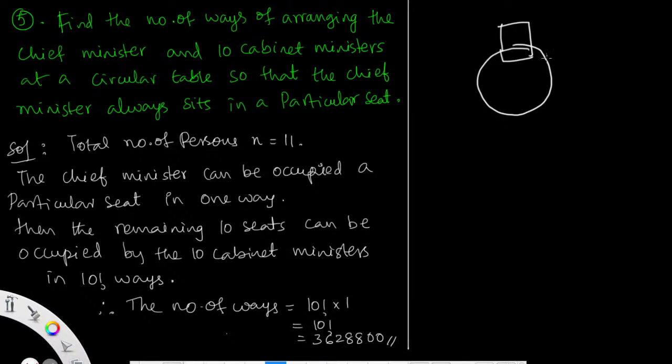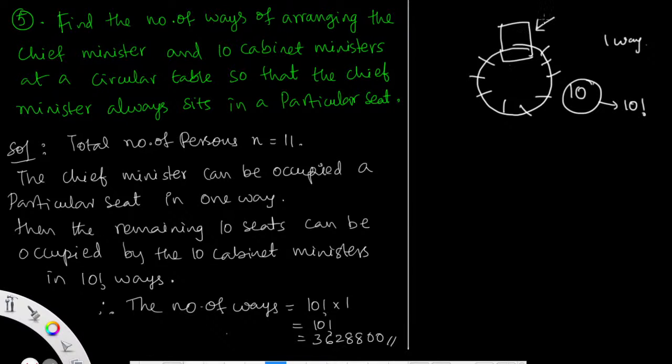So this is only the chief minister and the remaining 10 cabinet ministers are there. The chief minister can occupy the place in only one way. Chief minister always occupies a particular seat. In how many ways? A particular seat means only one way. Then how many other cabinet ministers are there? 10 cabinet ministers. 10 cabinet ministers can be arranged in 10 factorial ways.